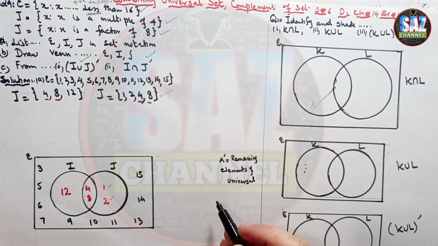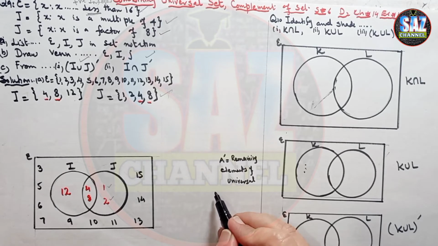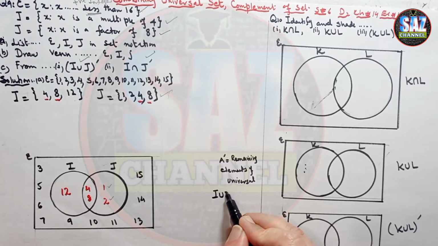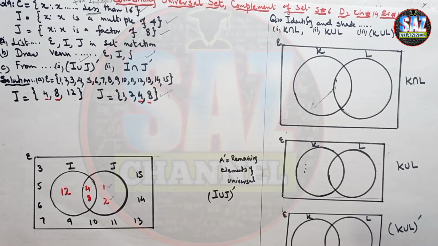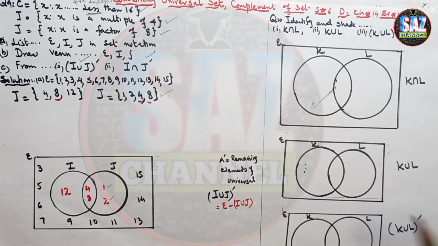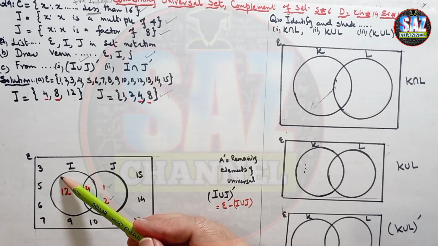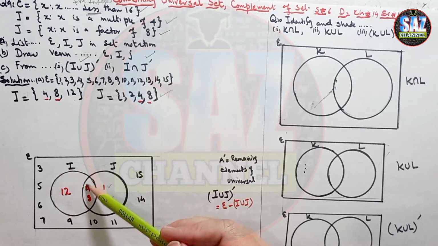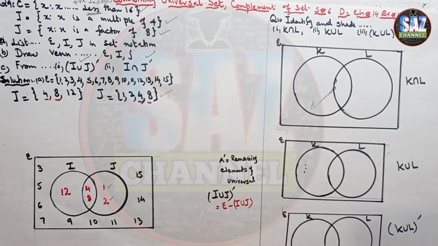Now we can see that we have to take the answer of I union j whole complement. It means that I have to take away the answer of I union j from universal. If we look at the diagram, I union j will consist of this whole portion, both the sets will be coming in I union j, but I need the answer of I union j whole complement.